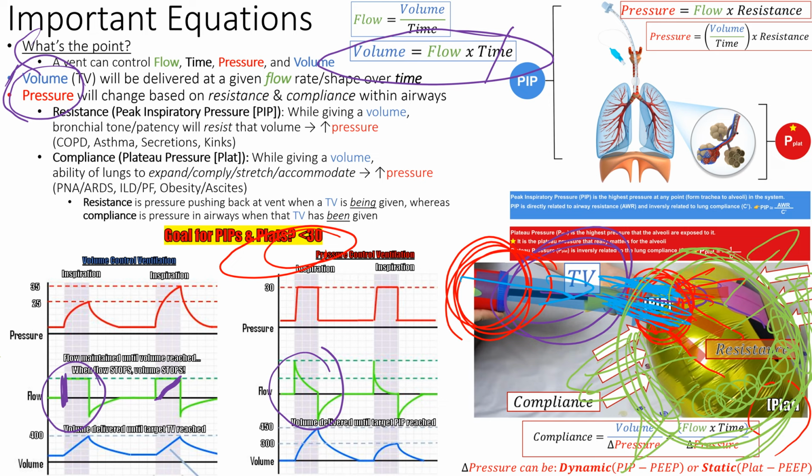We can tell if it's an upper airway problem or a lower airway problem based on PIPs versus PLATs, okay? So PIPs versus PLATs. PIPs are measuring resistance. Is there a difficulty getting the air into the upper airways, right? The PIPs can be high, whether it's a compliance issue or a resistance issue. But we can look at the difference.